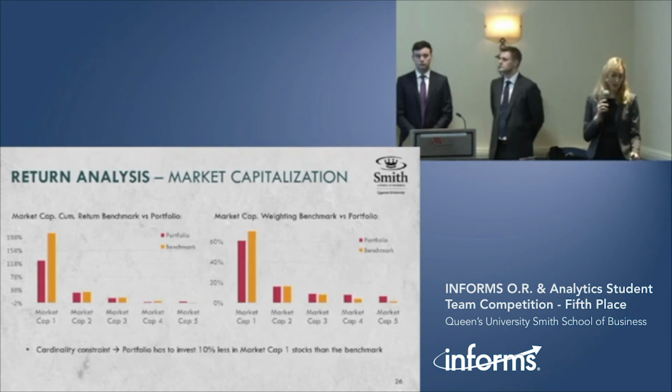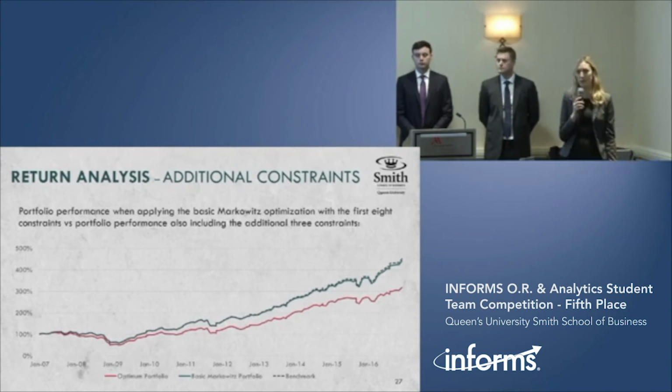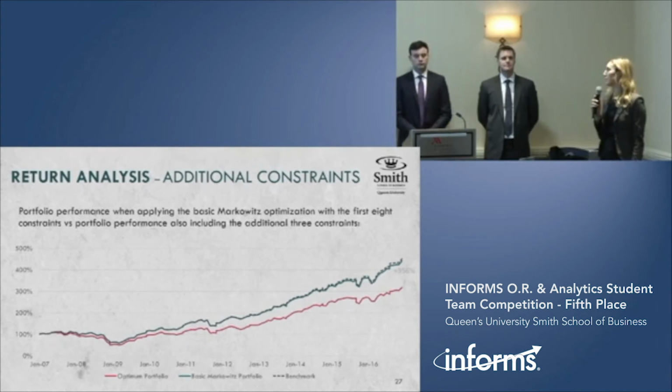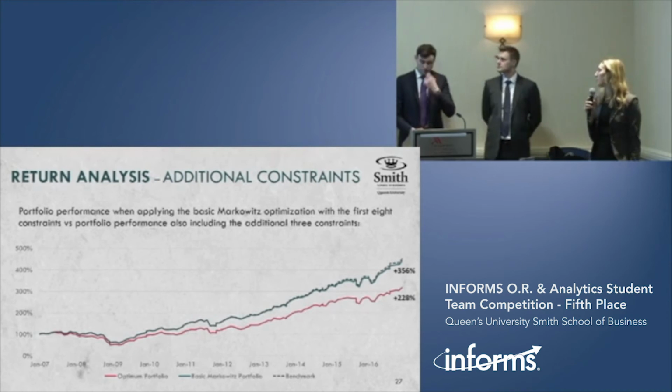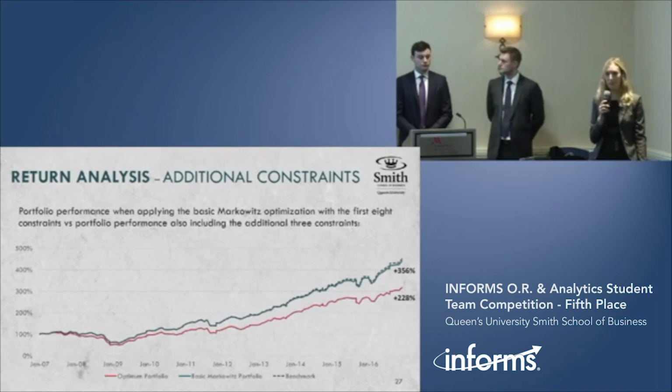So we wanted to see how much performance do we lose due to the additional constraints. So what we did is we ran our basic Markowitz optimization model with the first 8 constraints and plotted it against our portfolio, including the 3 additional constraints. And as you can see, the basic Markowitz model gives us a cumulative return of 356%, while our portfolio had a cumulative return of 228%, which means that we lose roughly 5% due to the additional constraints.